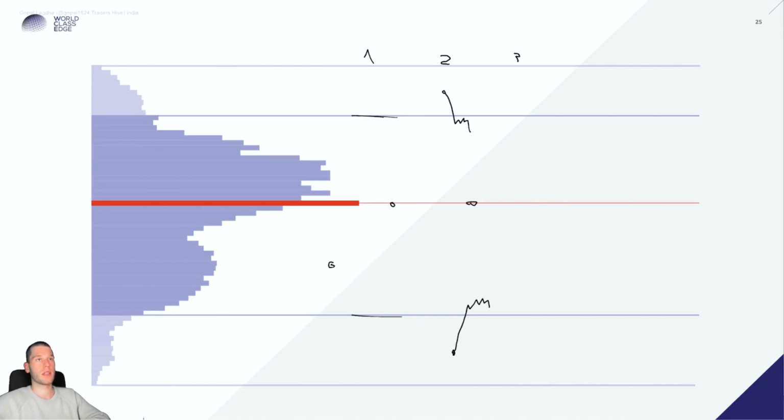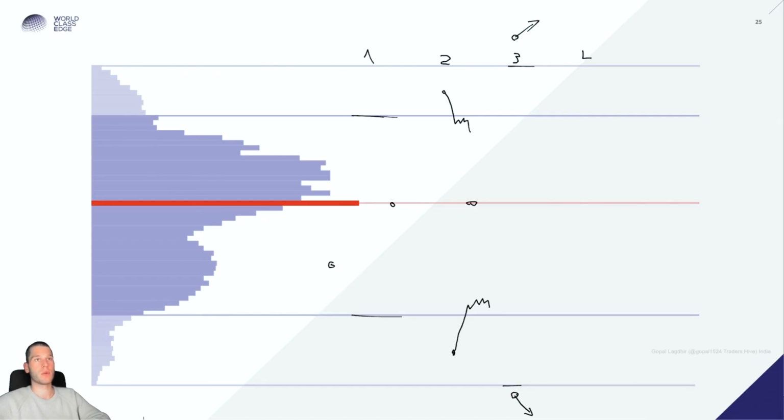Option 3 is we open outside the previous profile range. And then we just assume that price will continue in the direction of the gap, because between the absolute high or low of the previous day and our opening price there will be a gap, and we think, or our plan is, that price just continues in this direction.